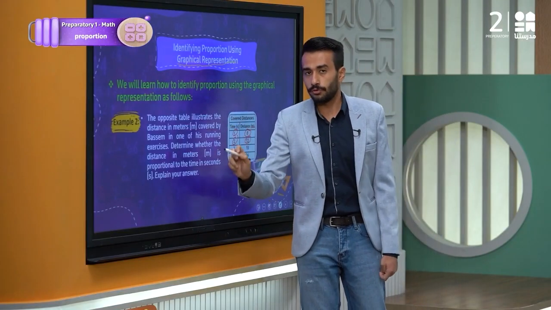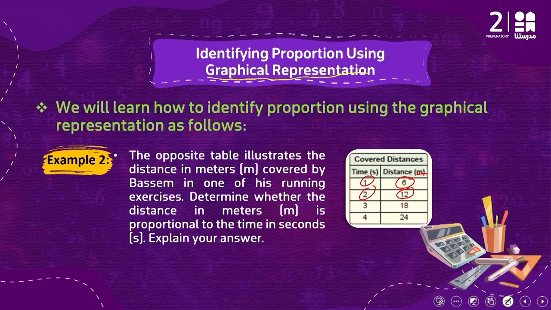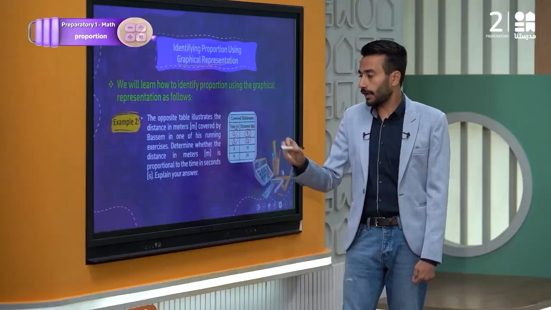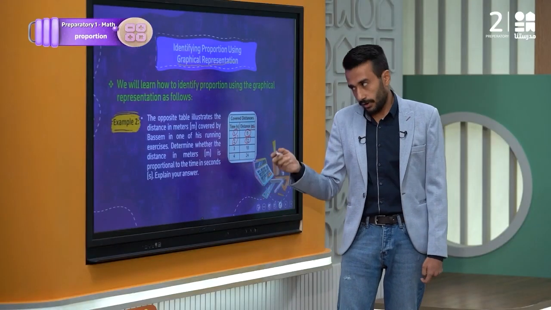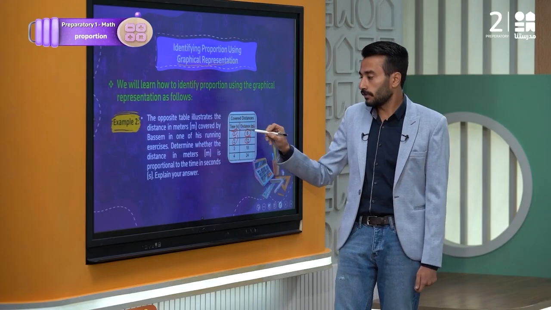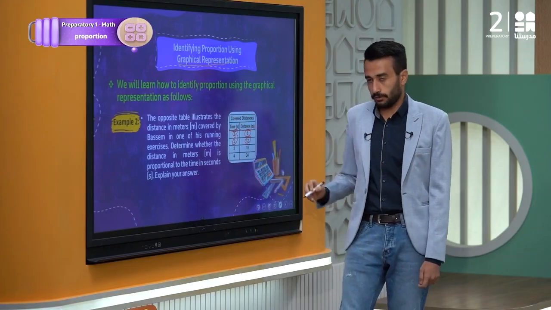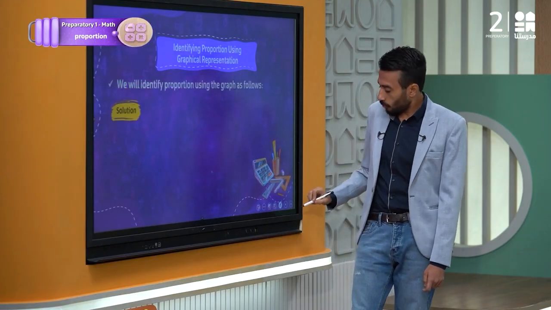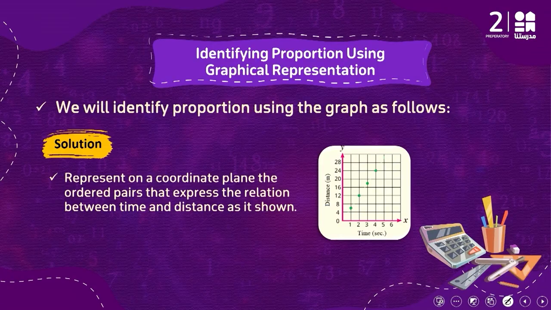Let's continue reading. Determine whether the distance in meters is proportional to the time in seconds and then explain your answer. In this question, as we said before, we can't put all of these numbers in ratios or rates, as this is time and this is distance, or in fractions, as there are a lot. So our way now is putting them in a graph. As we said before, it's 1 with 6.